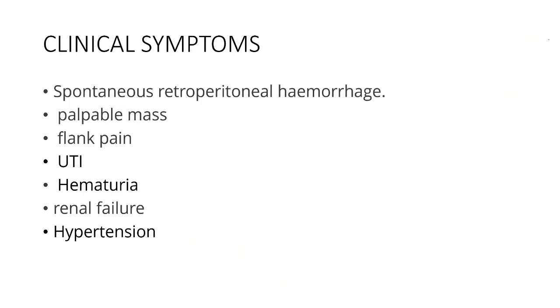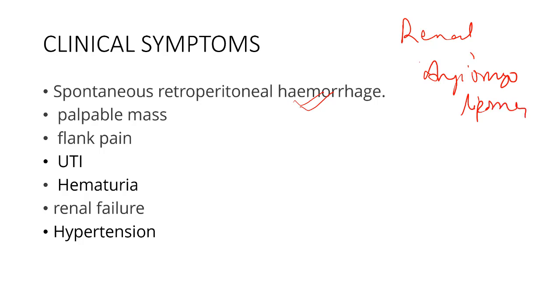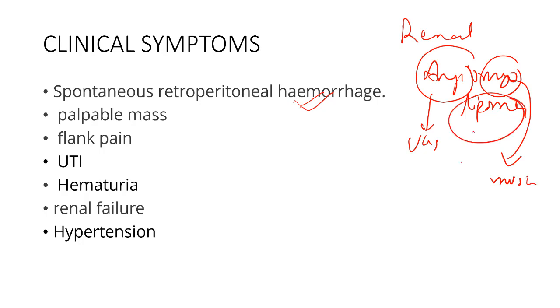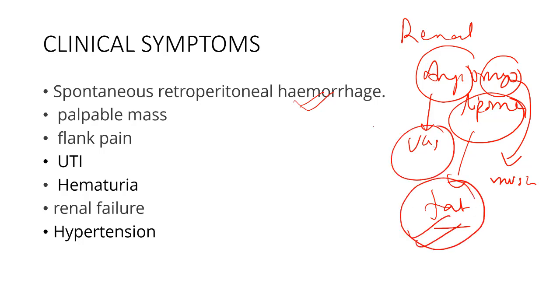Clinical symptoms in a case of renal angiomyolipoma: the patient can present with spontaneous retroperitoneal hemorrhage. Because renal angiomyolipoma, that means angio has vascular component, myo has muscular component, and lipoma means it has fat component. We know from USG that our mass lesion consists of fat and some vascularity. So the name itself suggests a mass lesion arising from the kidney which has fat, muscle and vascular components can be renal angiomyolipoma.